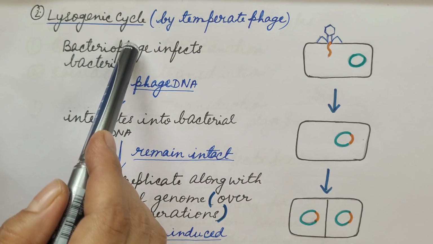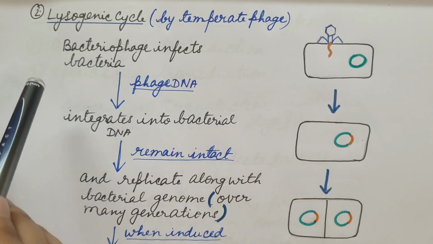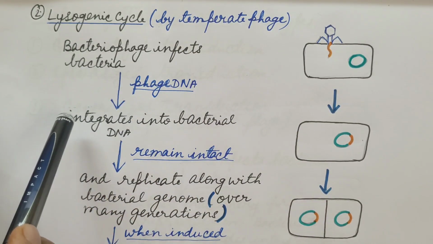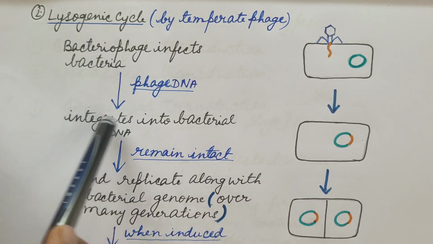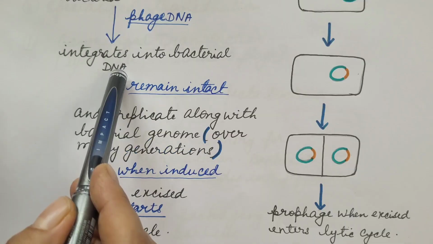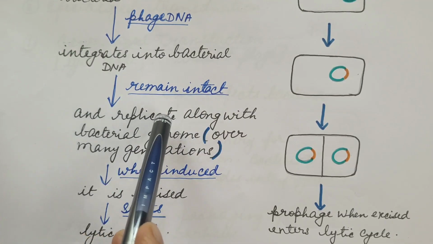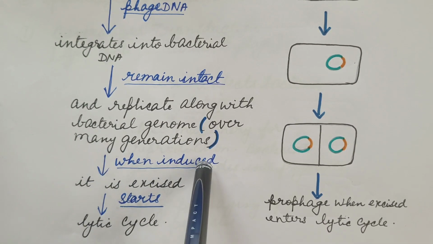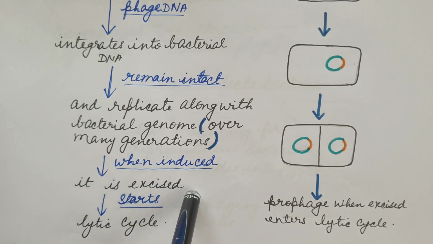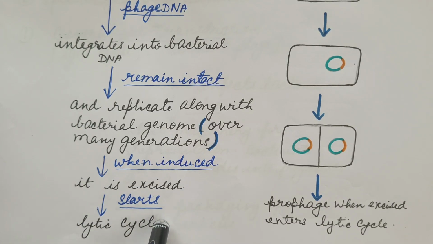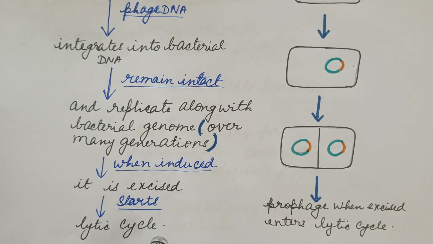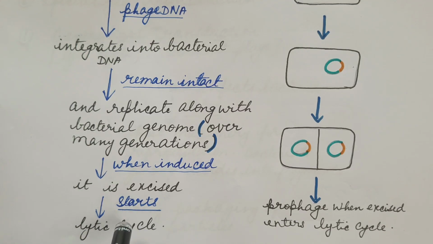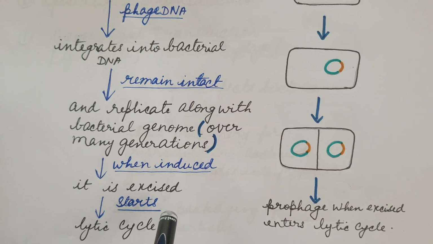Second is lysogenic cycle. It occurs in temperate phase. Bacteriophage infects bacteria, then phage DNA integrates into bacterial DNA. This phage DNA remains intact and replicates along with bacterial genome over many generations. When induced, this viral genome is excised and then it enters into lytic cycle. Then it starts reproduction using the host machinery, or the bacterial machinery. New viral particles are formed and these are then released by lysis or rupture of bacterial cell.